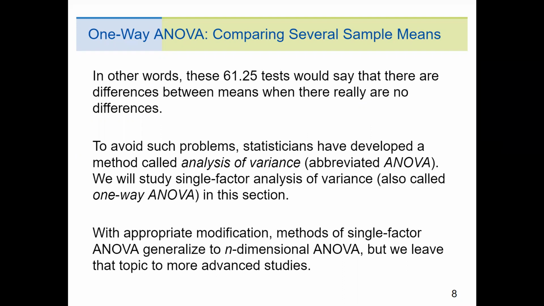To avoid such problems, statisticians have developed a method called the analysis of variance, abbreviated ANOVA. We will study single-factor analysis of variance, also called one-way ANOVA, in this section. With the appropriate modification, methods of a single-factor ANOVA generalize to n-dimensional ANOVA, but we leave that topic to more advanced studies.